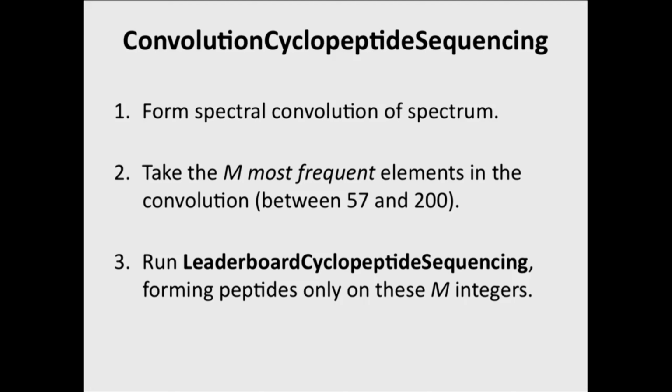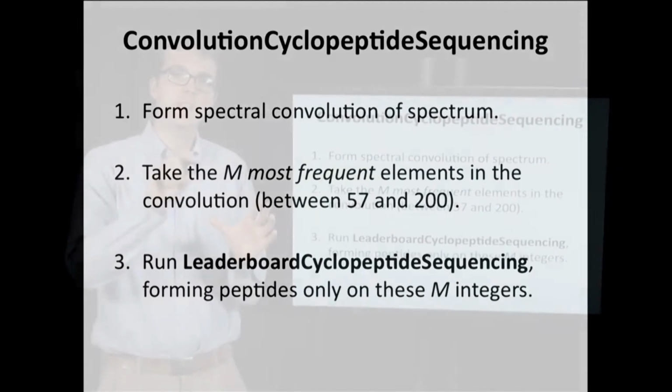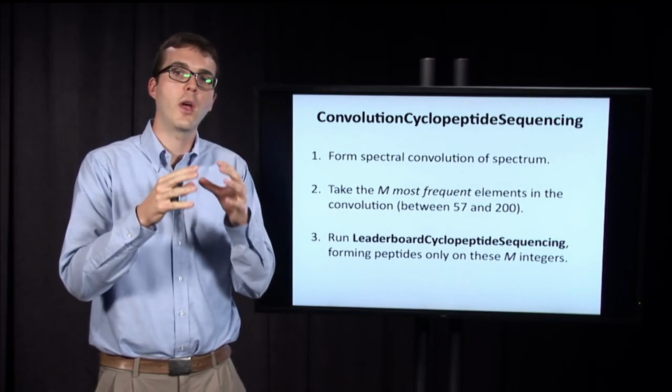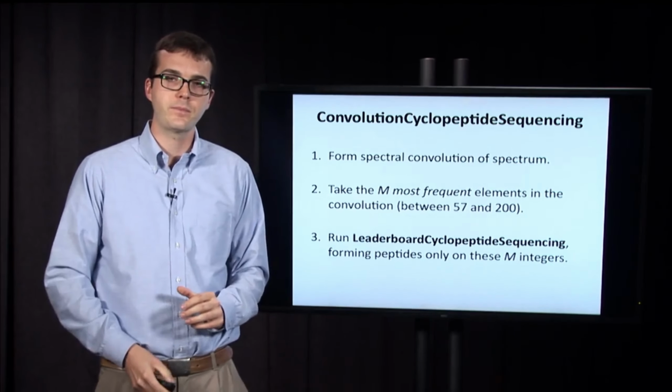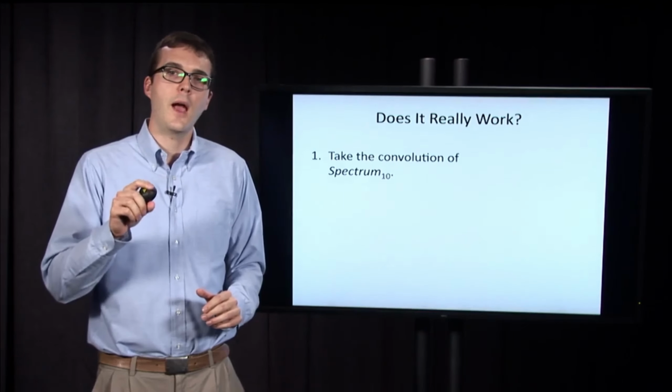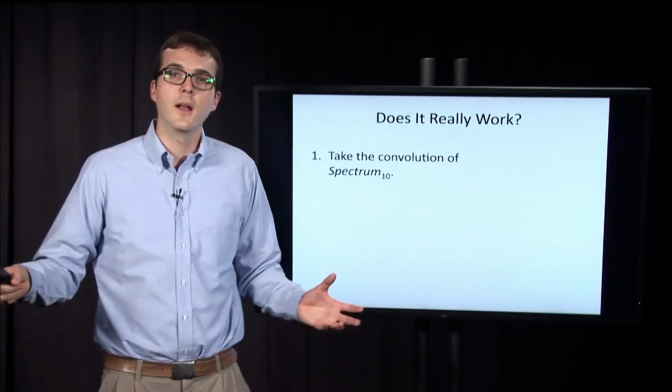Then we're going to run our leaderboard algorithm using only those top M masses that we found between 57 and 200 in the spectral convolution. And we're going to form our peptides only on those integer masses. The question then is, does this algorithm really work? That's the question that we constantly ask, right?